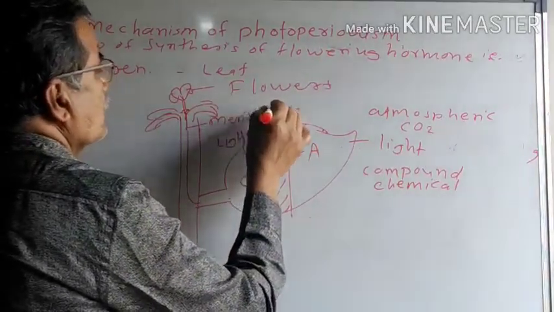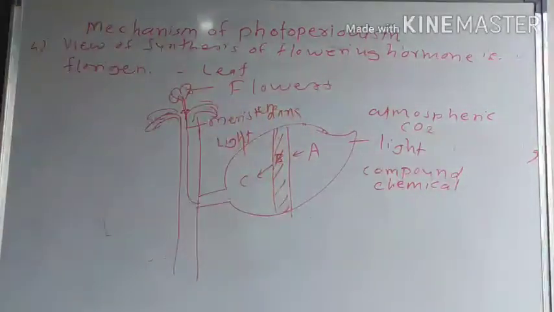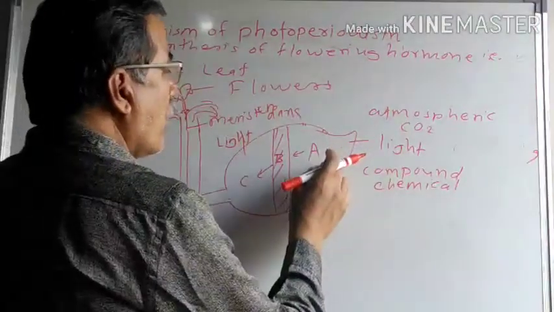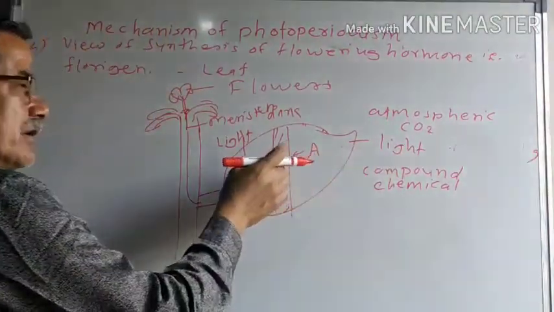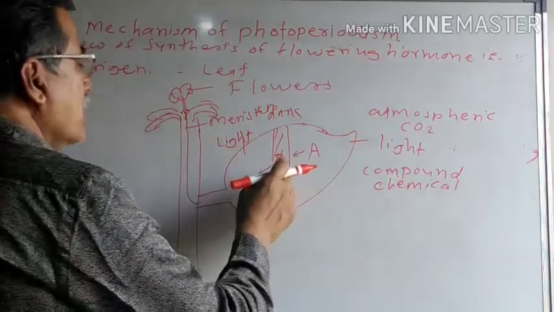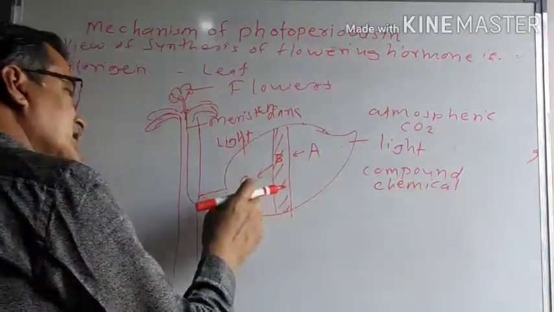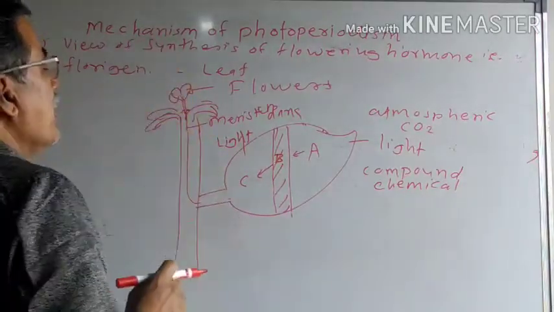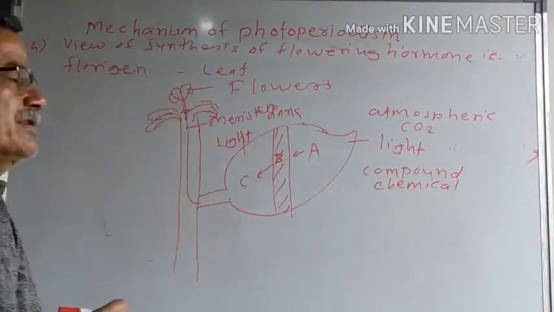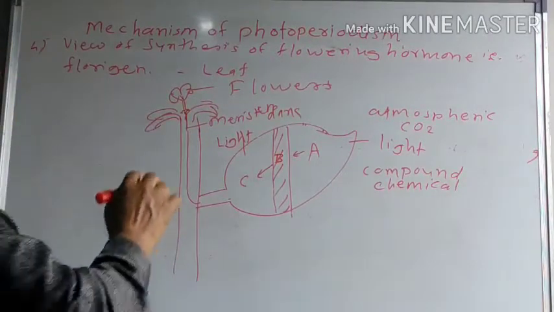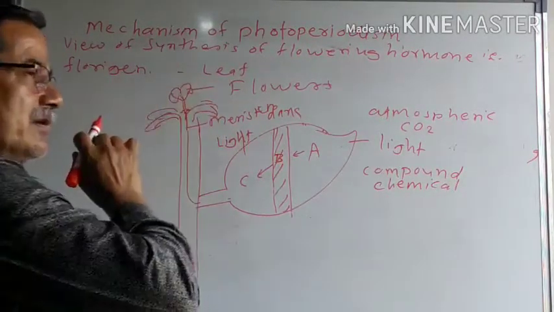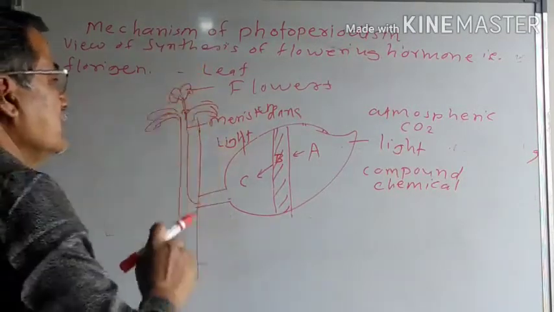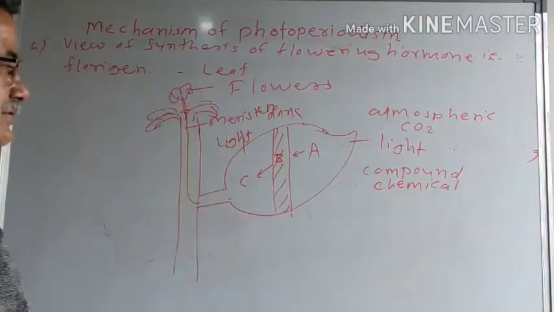Meristem tissue has the power of division. The compound which is formed in the light is translocated, transferred to the B dark period, transferred to the C light period, and translocated through the phloem to the growing regions, up to the meristematic cells. The meristematic cells present in the tip, the growing regions, give rise to flowers.